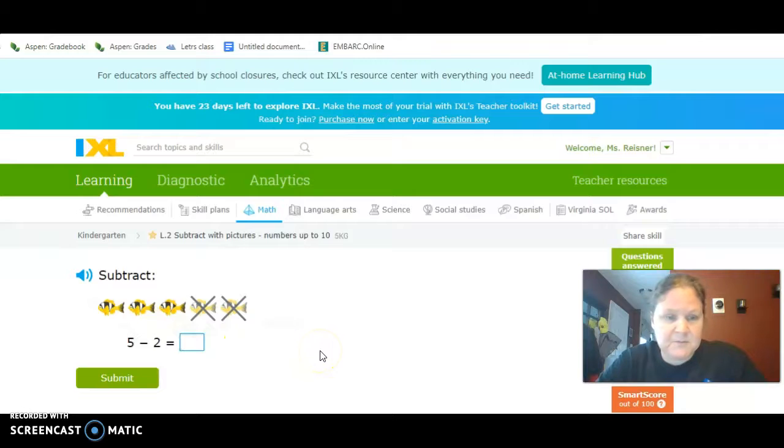Okay, let's do this one. How many fish did we start with? There were 5 fish swimming in a pond. How many swam away? How many are we going to take away? Minus 2, so 5 minus 2. And how many fish are left? Yeah, you got it. 3. 5 minus 2 equals 3.